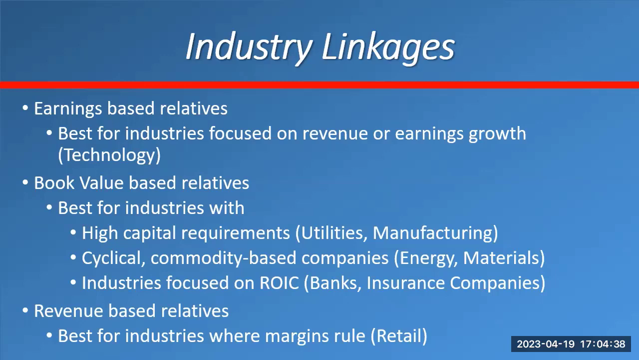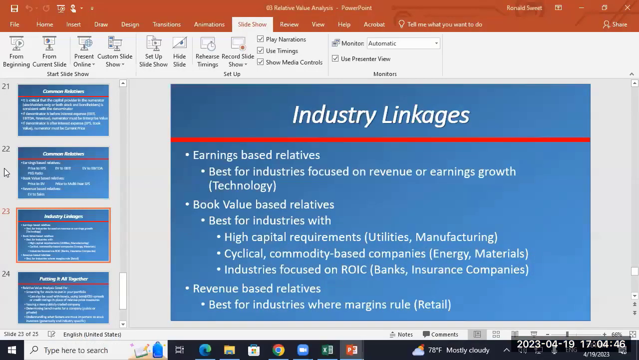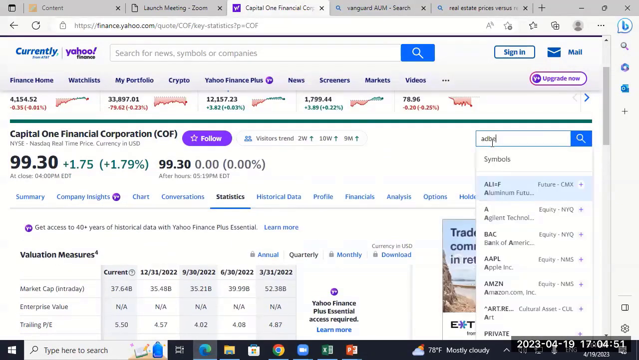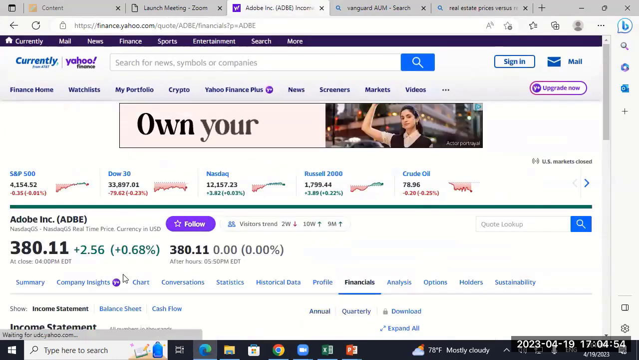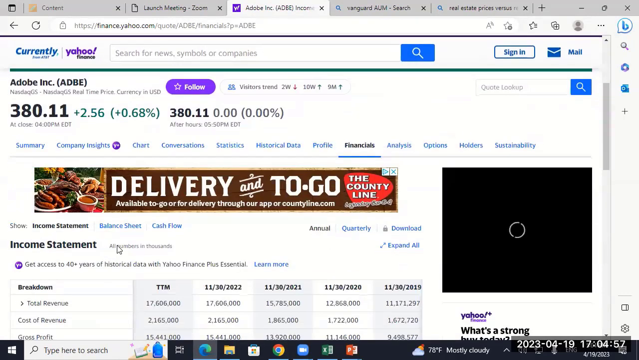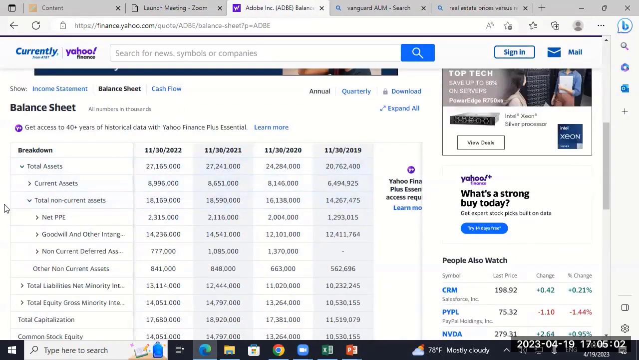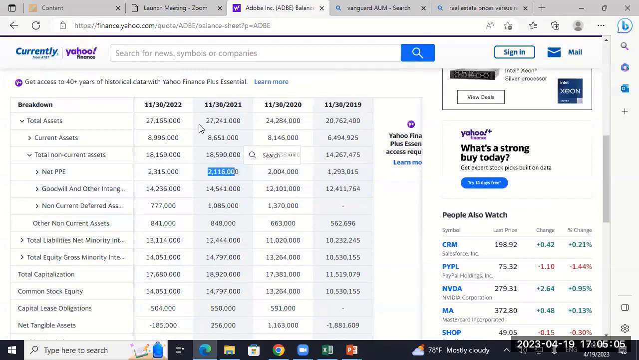I would put Adobe in that high growth tech-like company. They may have some book value if you're thinking a lot of property, plant, and equipment, but you can look at it and just see it. It usually stands out pretty fast. Their property, plant, and equipment is less than 10% of their assets, so that's not a big part of their business. They're not building a lot of plants and factories and those kinds of things. So EV to EBITDA would make the most sense for a firm like that.